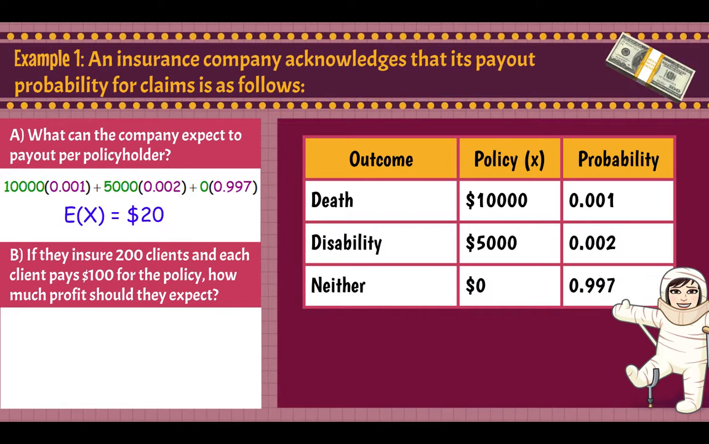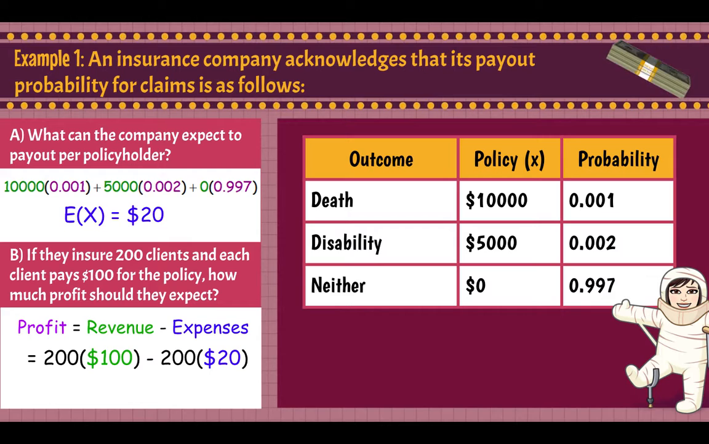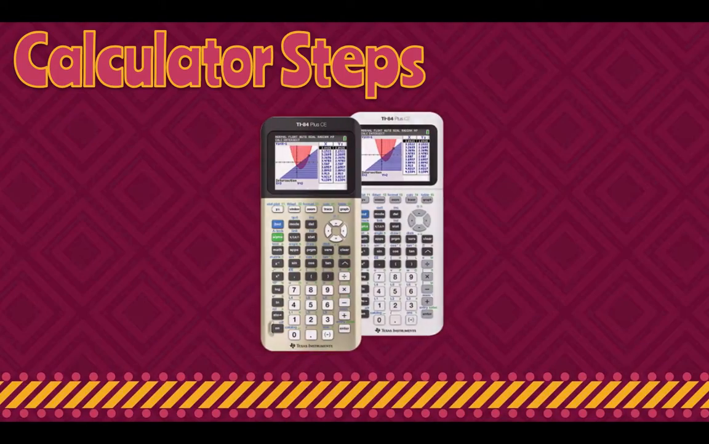So notice if you're insuring 200 clients, you're interested in the profit. Well, I'm going to have each client pay $100, and profit is always going to be the revenue that I make minus the expenses. The revenue I'm making is the $100 per client. The expenses that I'm having to give is the payout, that $20 again for each client. So hopefully on that you did total revenue minus expenses to give you $16,000. Not too bad.